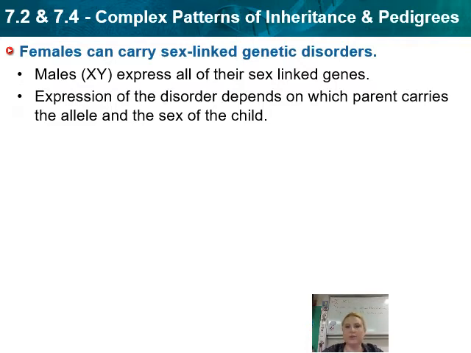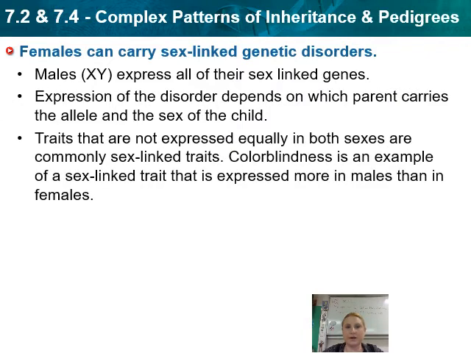An expression of the disorder depends on which parent carries the allele and the sex of the child. Now, traits that are not expressed equally in both sexes are commonly sex-linked traits. One super common one is color blindness. There are a lot of different males that have color blindness.